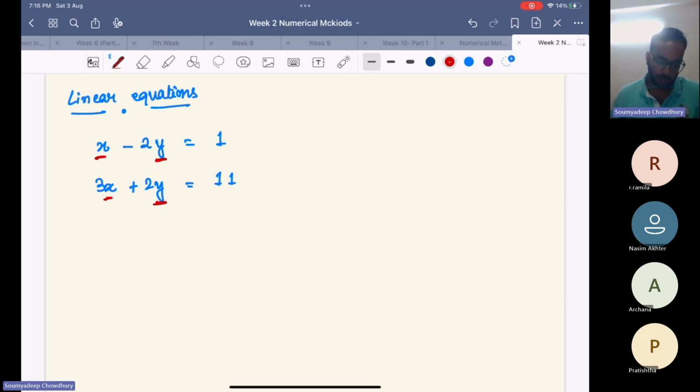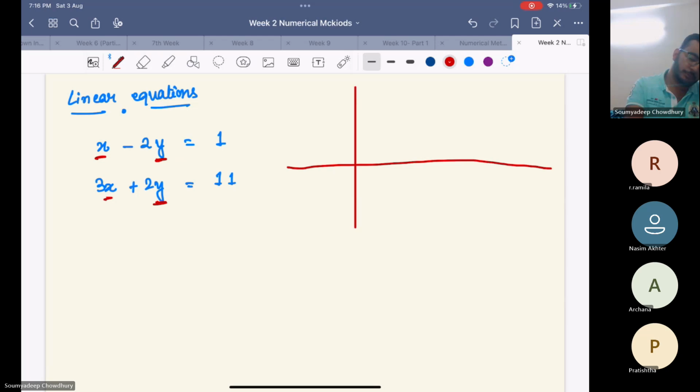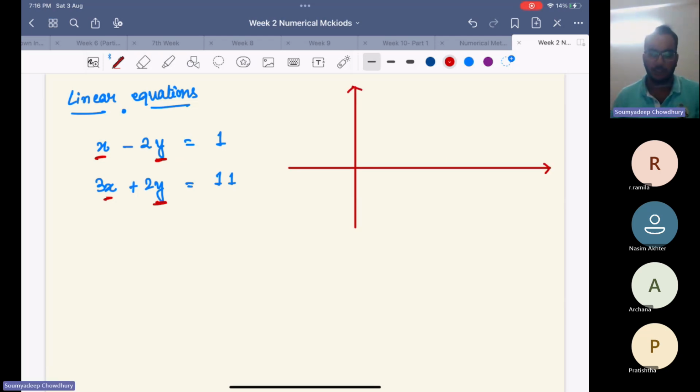So if I just plot this in the xy plane, it will represent two lines, right? Can you think and tell me why, if I have an equation with two variables, it represents a line? What do these two variables actually represent? These two variables, that is the number of unknowns, basically represent the dimension of the system.